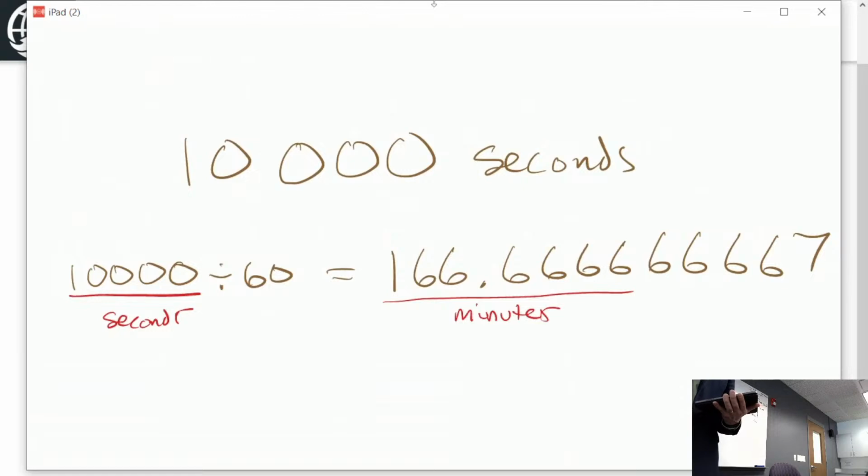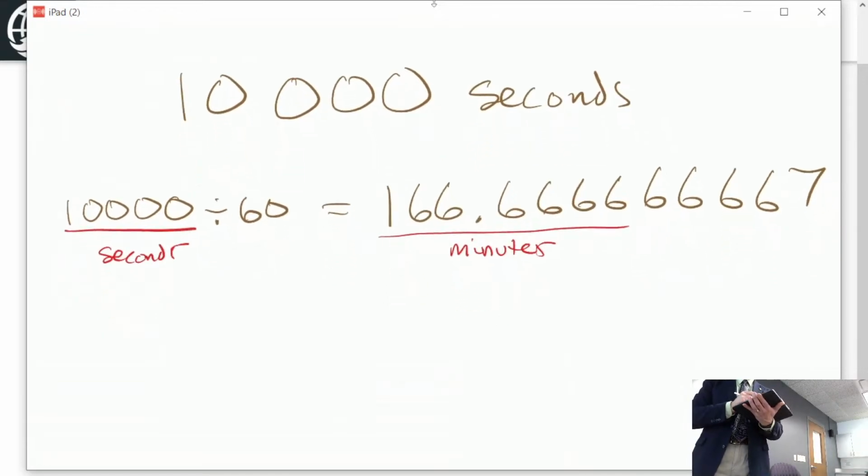This is super important because there's a mistake that some people make when they do this that I want you to avoid. Some people look at this and think that the decimal is seconds, and over here is minutes. But this decimal is also minutes. It just happens to be a fraction of a minute. So the way I read this is 166 minutes and 0.666 minutes.